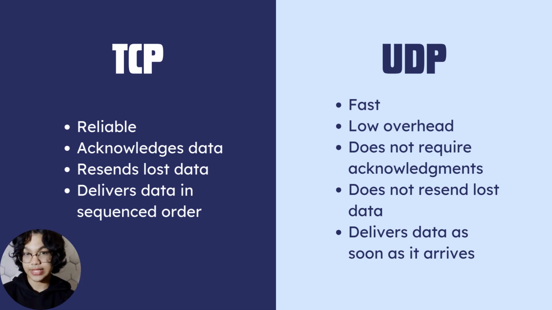Let us get into the differences between UDP and TCP. So, TCP is reliable and ensures that the data is delivered accurately and in order. Some of its key characteristics include reliability, acknowledges data, resends lost data, so if a data segment is lost, TCP retransmits it. And lastly, it delivers data in sequence order, wherein it ensures that the data arrives in the correct order. Because of these features, TCP is used in applications where accuracy is crucial, such as web browsing, email, and file transfer.